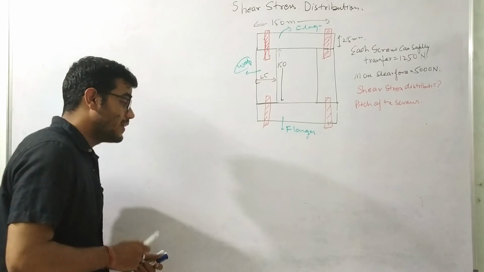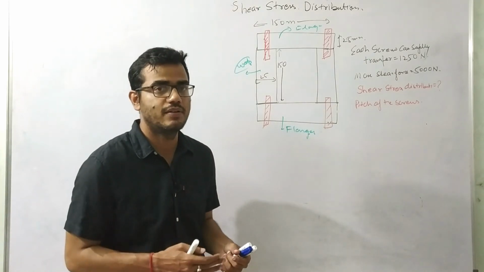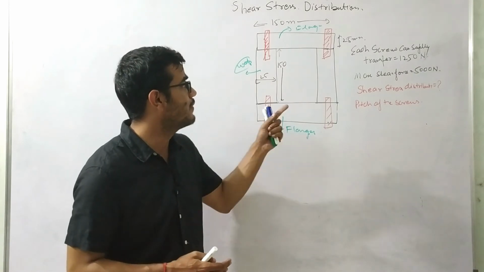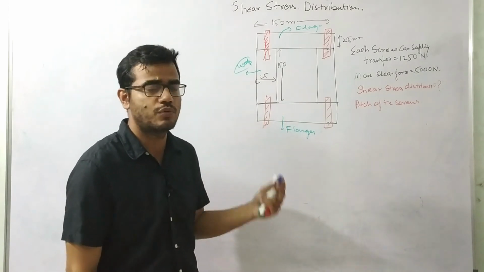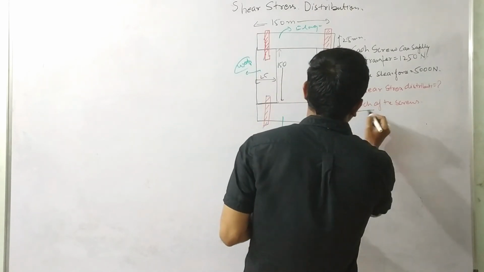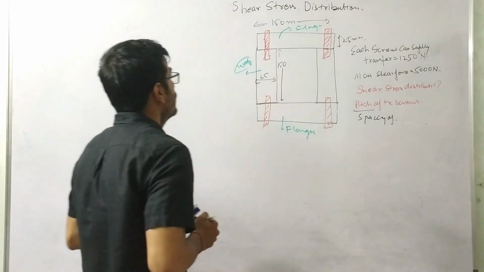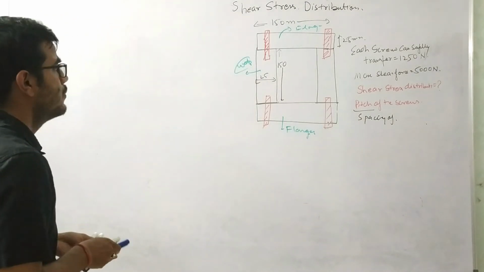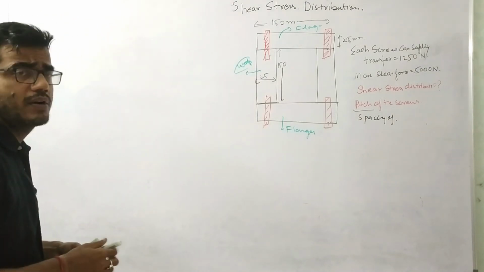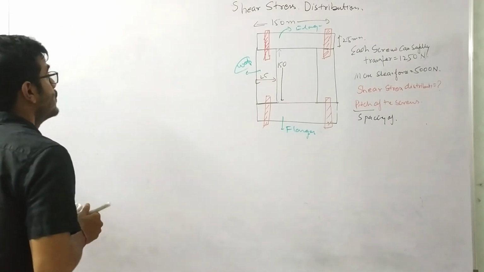First we will calculate the shear distribution, because only after finding that will we be able to calculate the pitch of the screws. Pitch of the screws basically means the spacing of the screws. So now first we will calculate the shear stress distribution across this cross section.